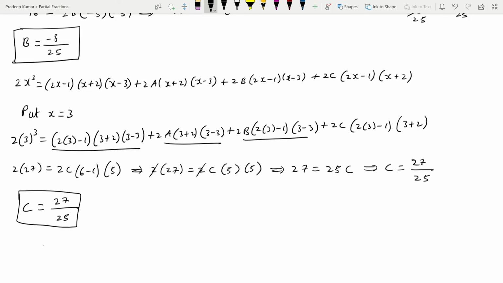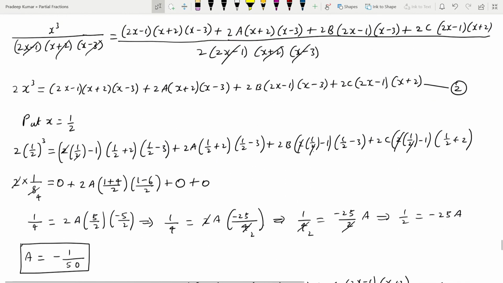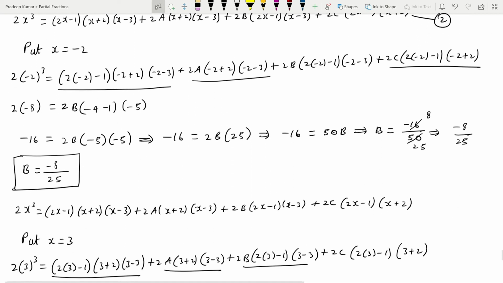Finally, therefore, the a value we got is minus 1 by 50, the b value we got is minus 8 by 25, and the c value we got is 27 by 25. These three values a, b, c we will substitute in equation number 1. In this equation, we'll substitute all of the values, which gives us the answer.